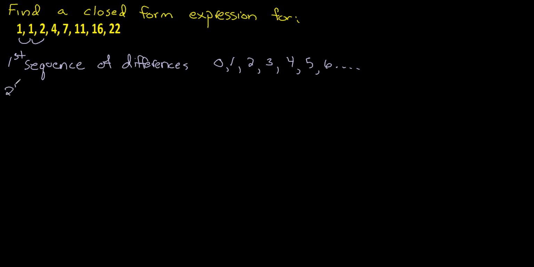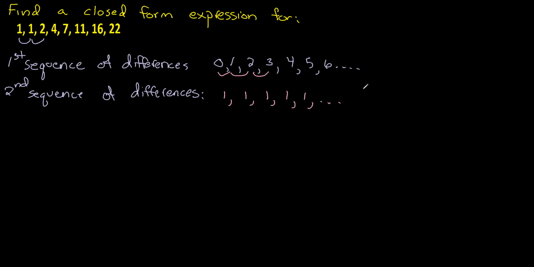So now I'm going to look at the second sequence of differences. To get the second sequence of differences, I'm looking at the difference, again, between the terms, and 1 minus 0 is 1. 2 minus 1 is 1. Oh goody, I'm getting a constant sequence here. So now I'm going to stop. It's a terrible drawing, but you get the idea. Once I get the constant sequence, I stop.